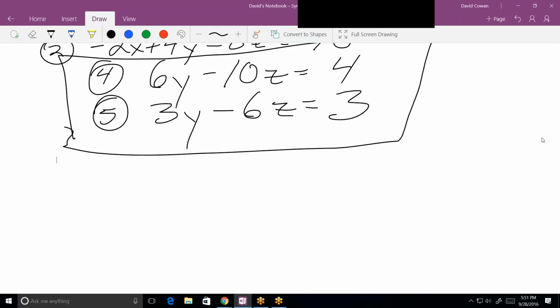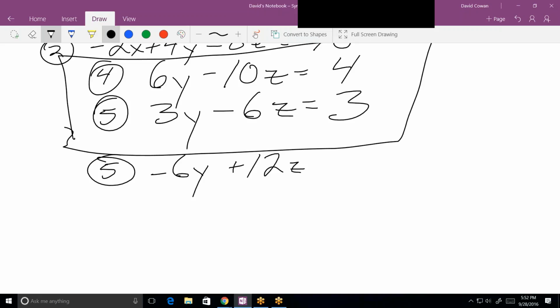What's the easiest way to get rid of one of those variables? Probably to multiply 5 times -3. If I multiply by -3, I'm going to have minus 9y. Oh, I mean, you meant -2. Okay, so I'm going to multiply that by -2. I'm going to multiply this by -2. I'm going to multiply this by -2. That's my new equation 5.